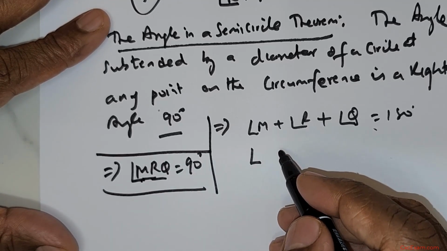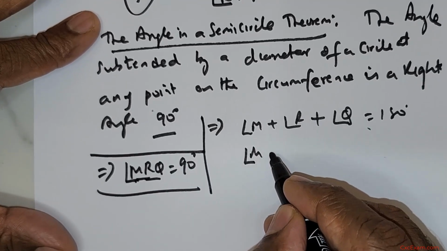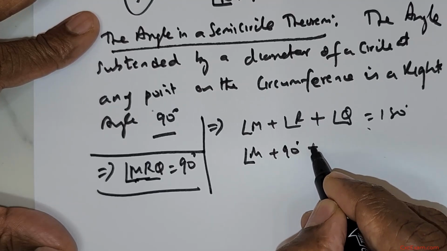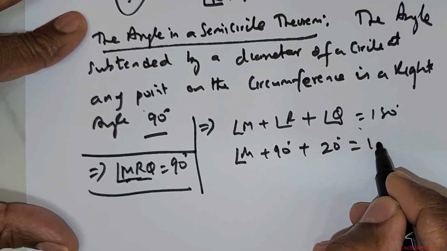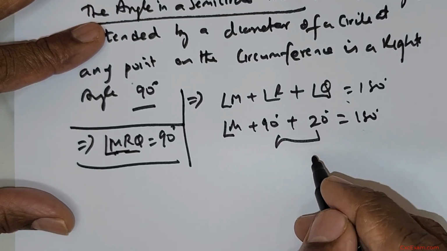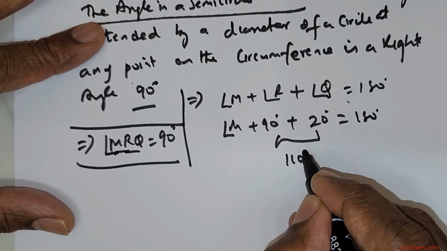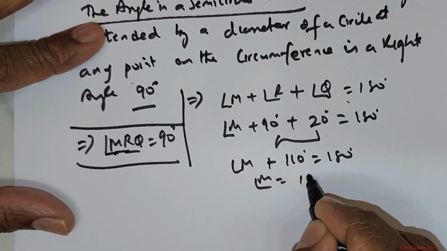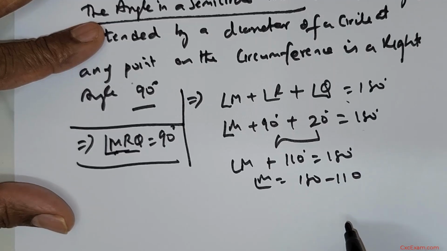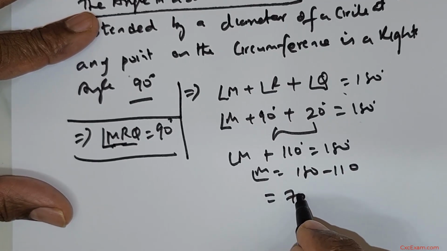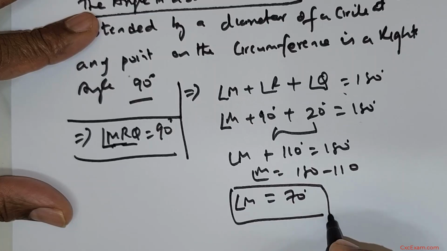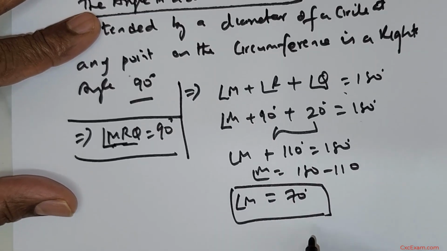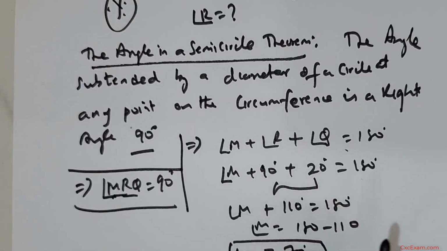Now if in case they are asking angle M, we can also obtain that. So this is 90 degrees, angle at Q is 20 degrees, this is 180 degrees. So 110 degrees is equal to 180 minus angle at M. Now angle M is equal to 180 minus 110, which would give me 70 degrees. So angle M is 70 degrees. This is not asked in the question, but just additional information. Okay, so let me move on to the next part of the question.